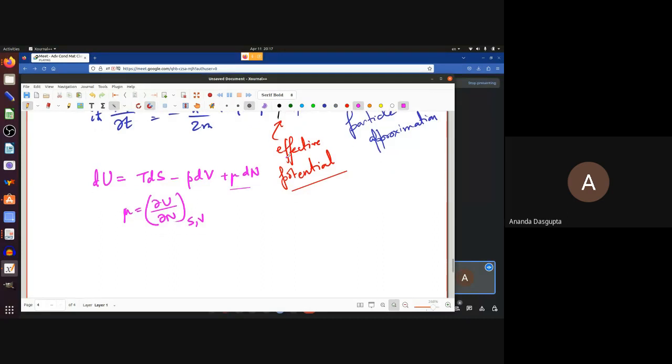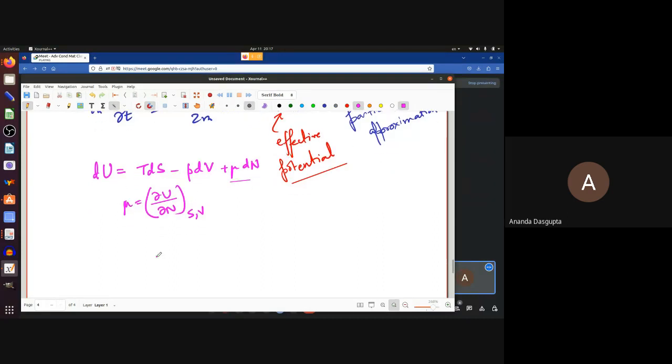Most of it you would know, but can anybody tell me what this is? Is this familiar to anybody? U. Internal energy. Why is this U, internal energy?